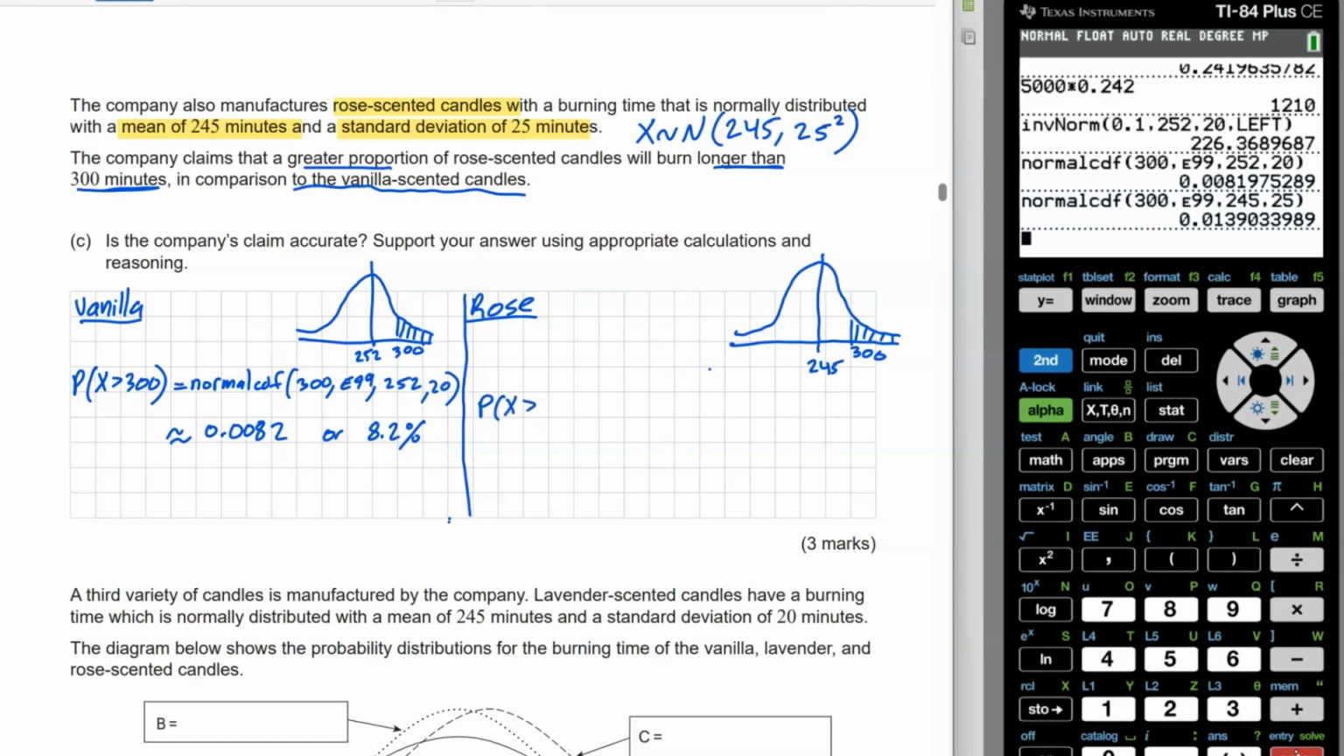So probability that x is more than 300. We'll do a normal CDF. We'll fit our 300, hopefully. The E99, the 245 was our average, and then the 25. And then our answer is going to be 0.0139. This is telling me that my claim is correct. And the reason is since the rose percentage is more than the vanilla.